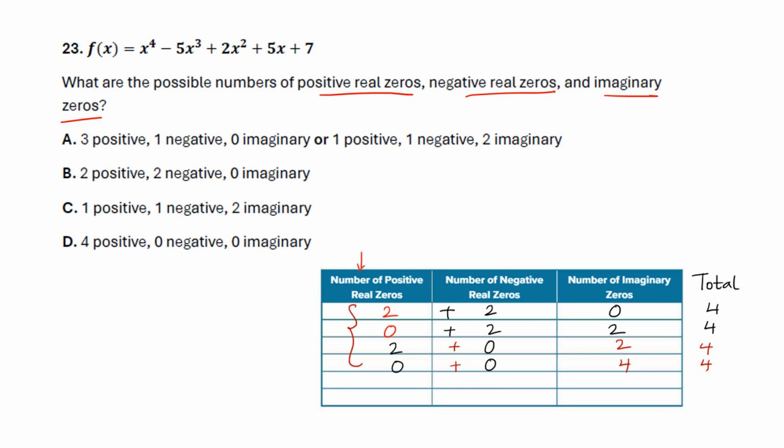3 positive, 1 negative, 0 imaginary. This one is not matching. Cross. 2 positive, 2 negative, 0 imaginary. So that is matching. Just see here the first option, 2 positive, 2 negative, and 0 imaginary. So this is one answer. Now 1 positive, 1 negative, this 4, all of this is not matching. So these are not the answer. So the only correct answer is B. However, there can be more than one answer, so you will look at the options and decide which matches your answer.